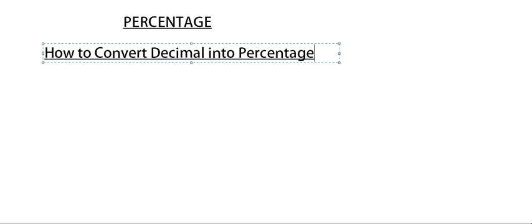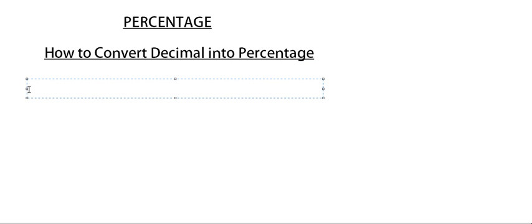In my previous video, I have explained to you how we can convert a decimal number into a fraction. Today, I will show you how to convert decimal into percentage. Suppose the number is 5.25. Now, this is the number that has to be converted into percentage.